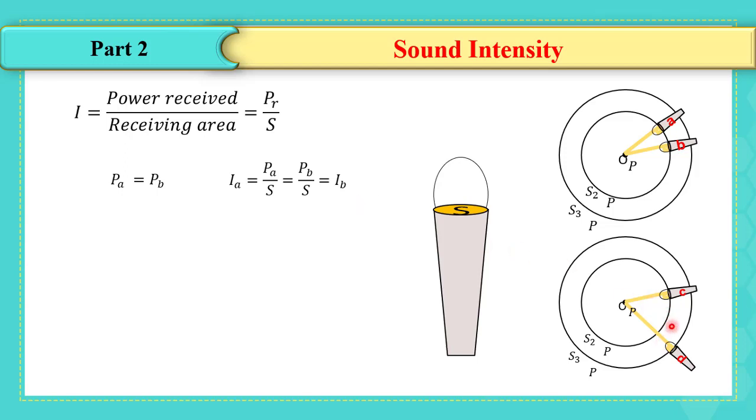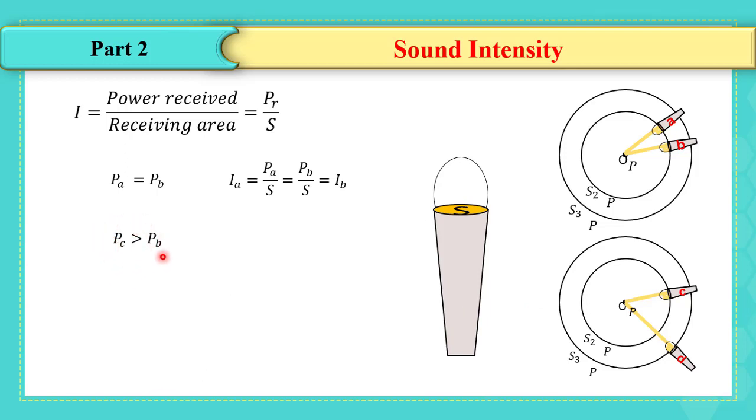We will examine this magnitude on the other two microphones. The microphones C and D always have the same receiving surface, but D is further from the source. In addition, the power P is distributed over S3, which is greater than S2, so the part received by the receiving surface of D is lower than that received by the receiving surface of C.